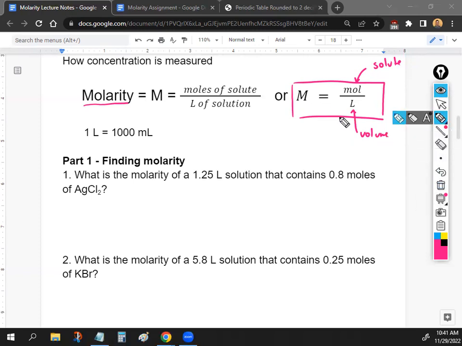Just make sure you guys have that written down. You'll basically have to memorize it for your test, but it shouldn't be a big deal. We'll be using it literally all unit. Okay. And one last thing I want you guys to write down is this right here. 1 liter is 1,000 milliliters.